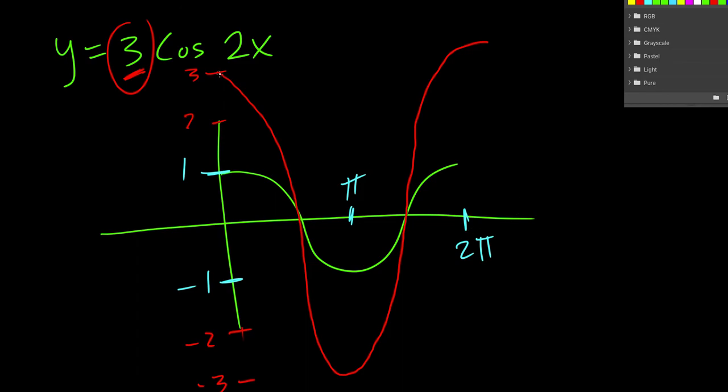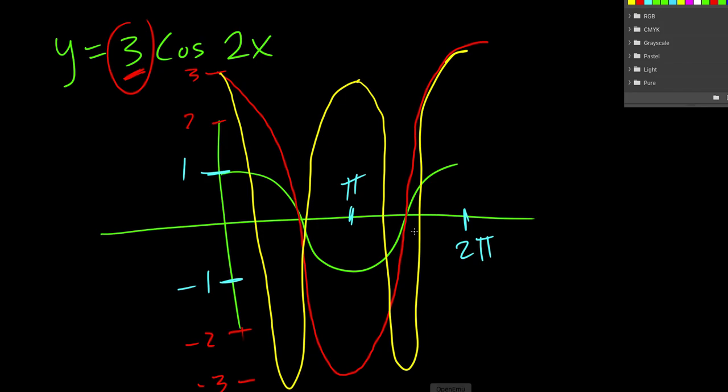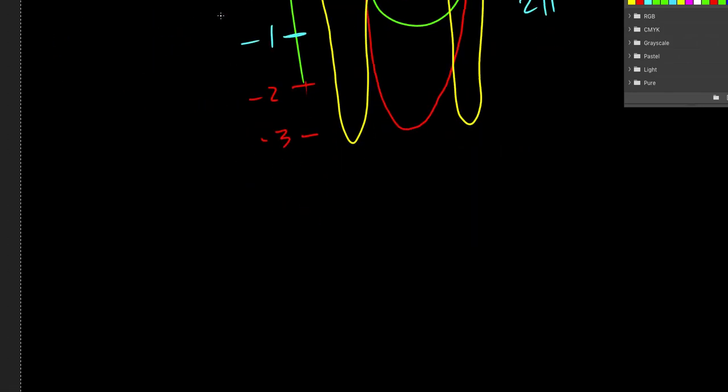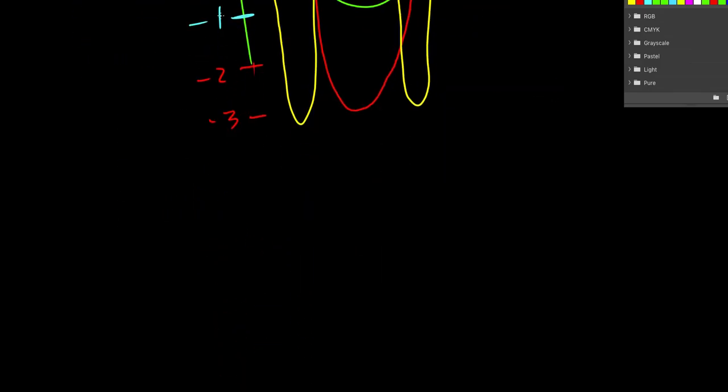So I'm going to start here. I'm going to go down, up. So there's one period. But we need 2 periods within the same distance as 1. So notice how I have 2 periods of my new cosine function because of the 2. Okay? All right, let's keep moving on. So technically the yellow is the final answer to the whole problem on that one.